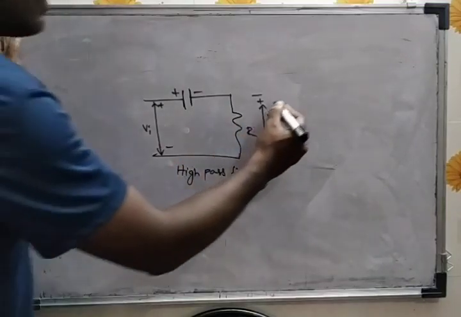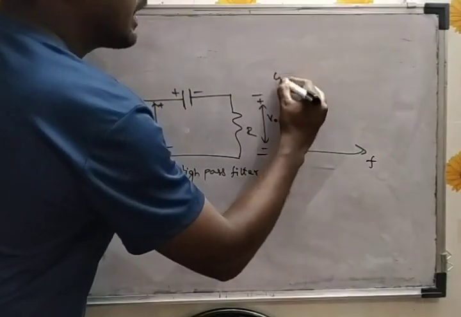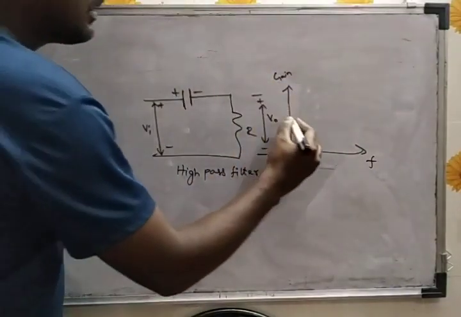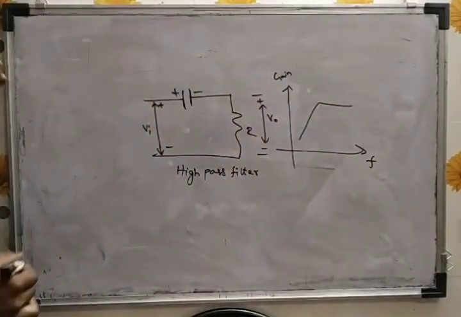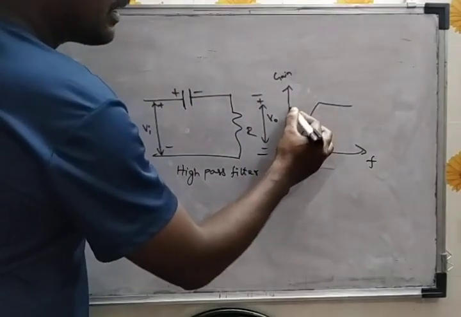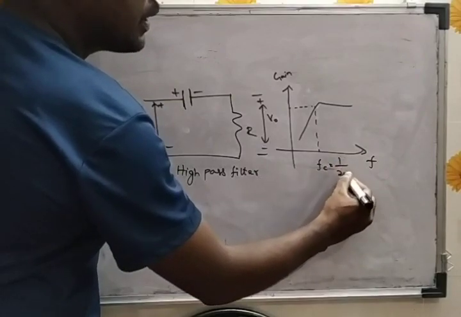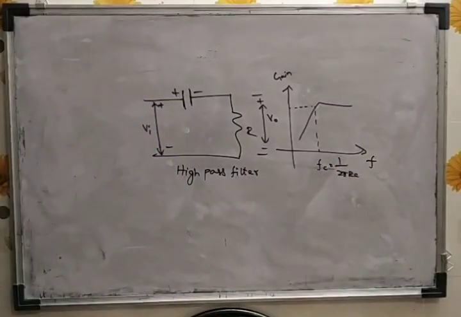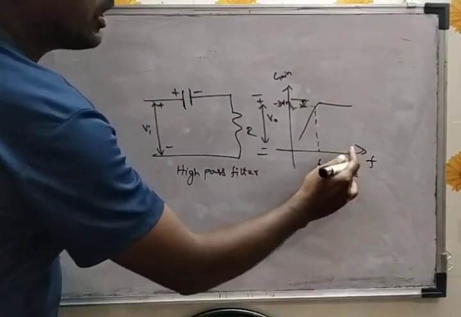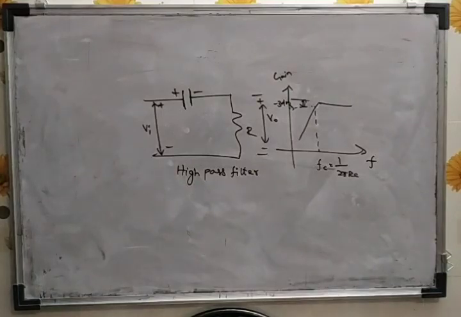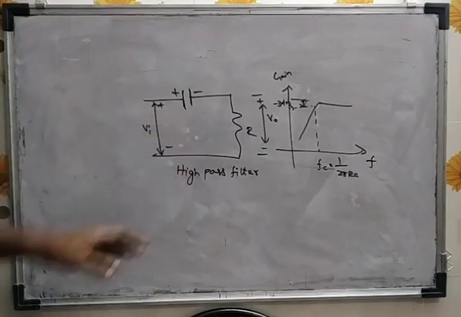We have seen the frequency response, frequency versus gain. It allows high frequency components only and rejects low frequency, and we derived the cutoff frequency fC equal to 1 by 2 pi RC. So the 3 dB frequency is 1 by 2 pi RC. From this circuit we can design a differentiator circuit.